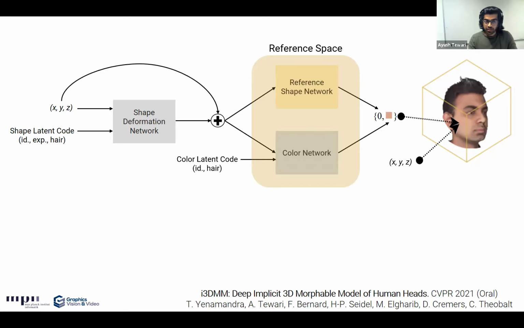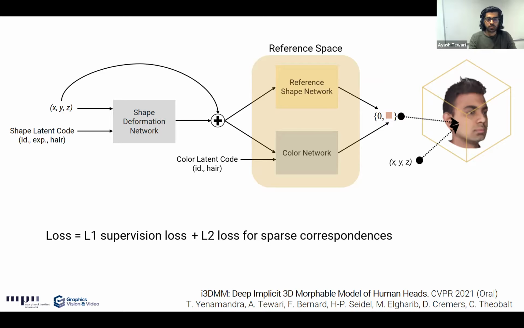Every network is an MLP here, so that's quite simple. And the loss function is an L1 supervision for the SDF and also for the color. So the network predicts the color of the closest surface point. So the color is everywhere and it's of the closest point on the surface. Then we annotated some sparse correspondences on each training shape, and we have a loss which just enforces that. And then we have some regularizers, which are mostly borrowed from the DeepSDF paper.